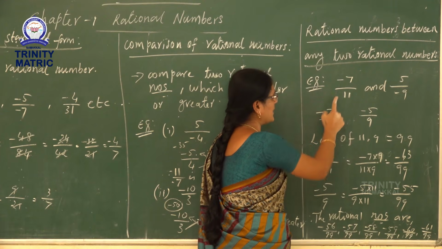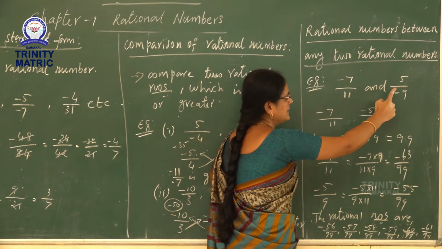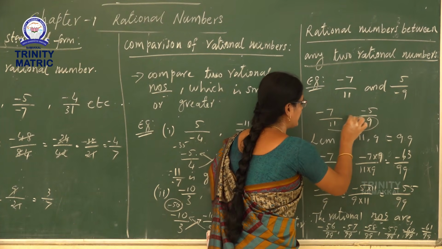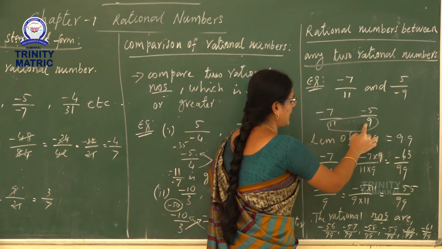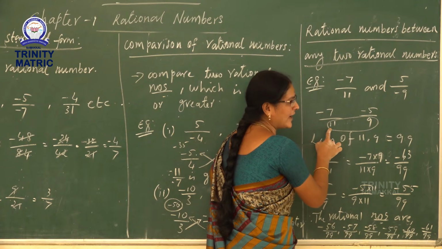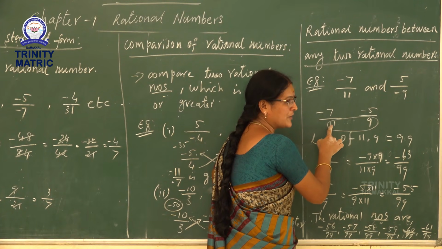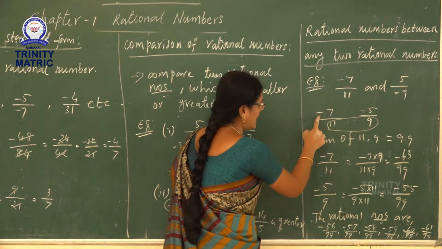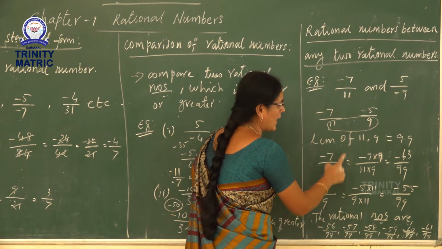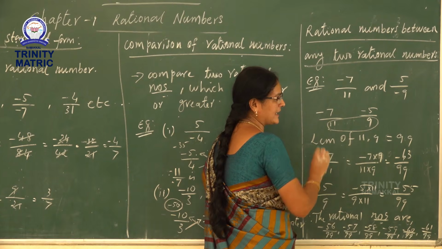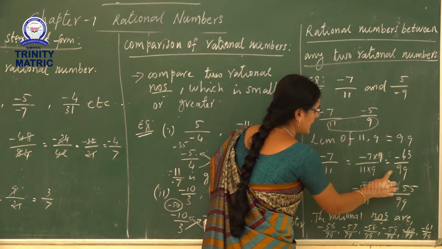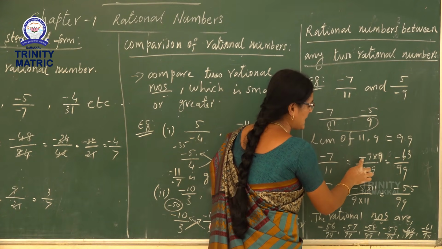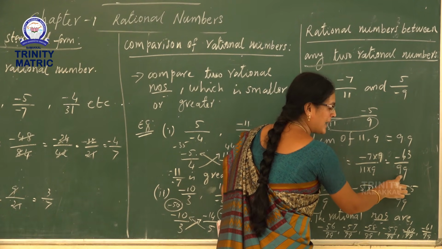First change to the standard form. Minus 7 by 11, this is standard form. Minus 5 by 9. What is the LCM of the denominators? 11 9s are 99, because one value is a prime number, so we should multiply directly. Now minus 7 by 11 is equal to, we want the denominator 99 on both sides. That is the LCM. We should multiply the numerator also by 9. Minus 7 into 9, minus 63 divided by 99.